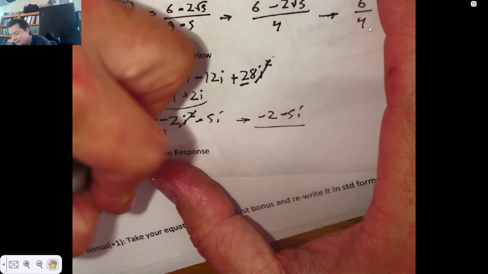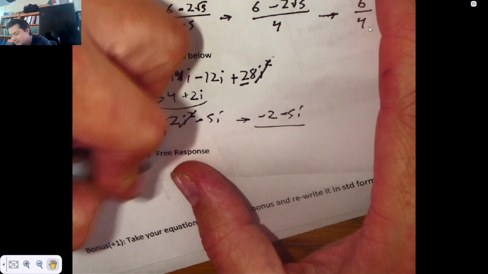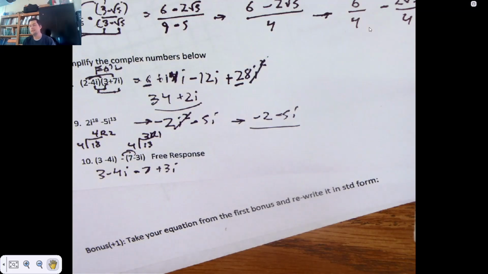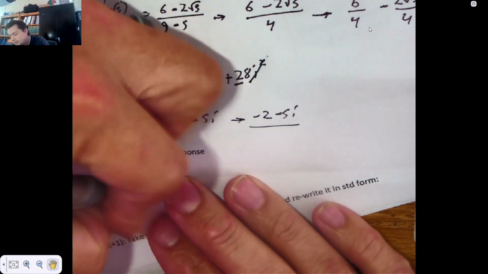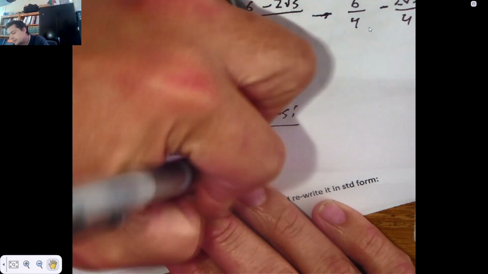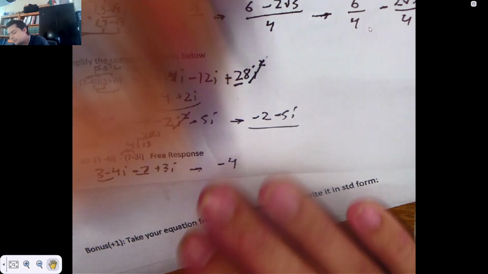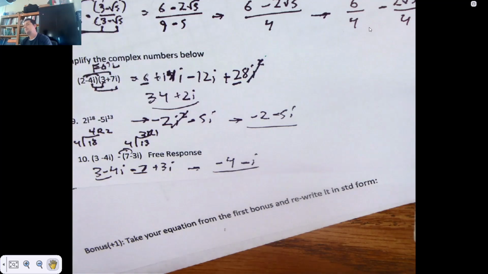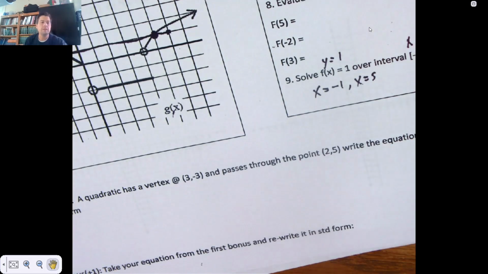3 minus 4i, distribute the negative, minus 7 plus 3i. That's the first step, distribute the negative. A lot of kids won't do it. You won't do it. I don't know why you won't do it, but you won't. Focus on likes. 3 minus 7 is negative 4. Negative 4i plus 3i is minus i. It's that hard. Page 1. Done.